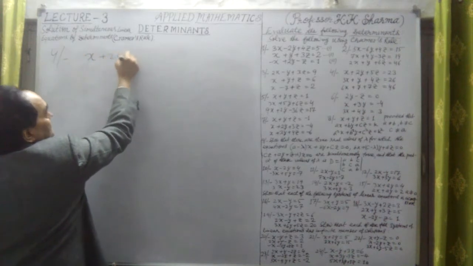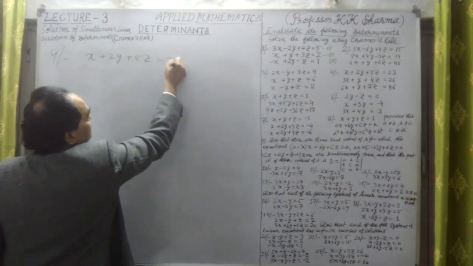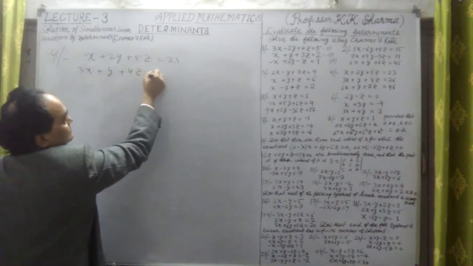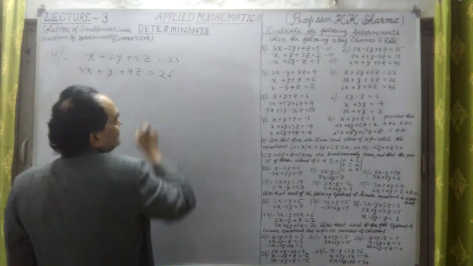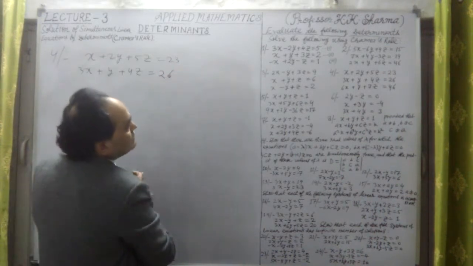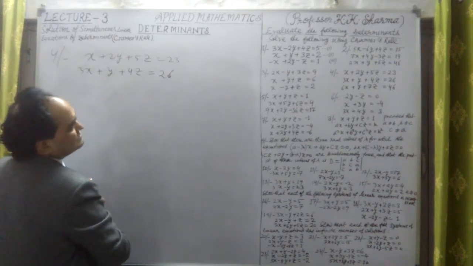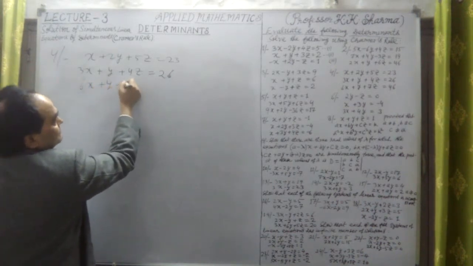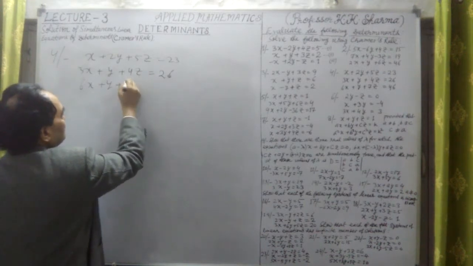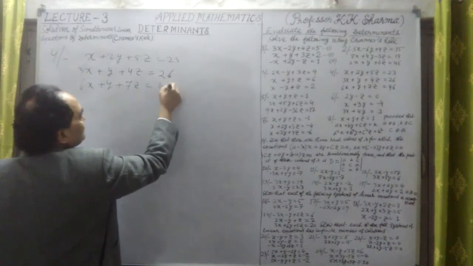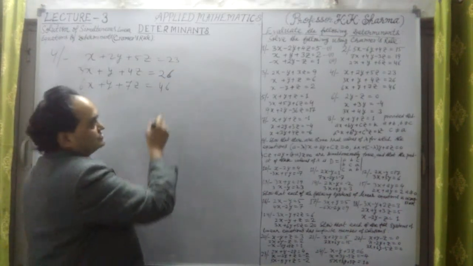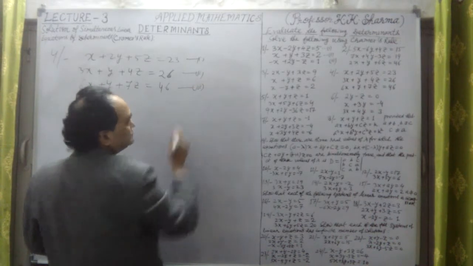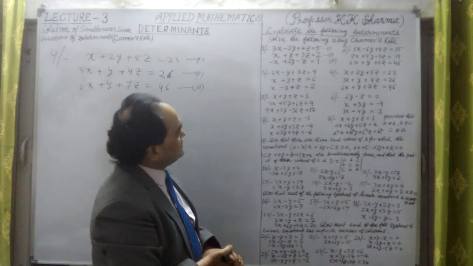It is x plus 2y plus 5z equal to 23, and this is 3x plus y plus 4z equal to 26. Here it is 26. Then the third equation is 6x plus y plus 7z equal to 46. This is equation number 1, 2, and the third one is equation number 3.